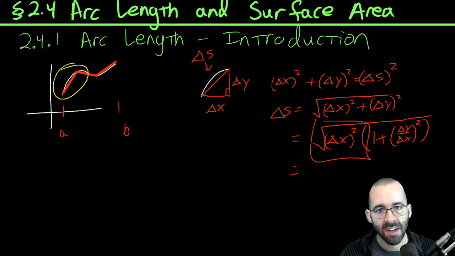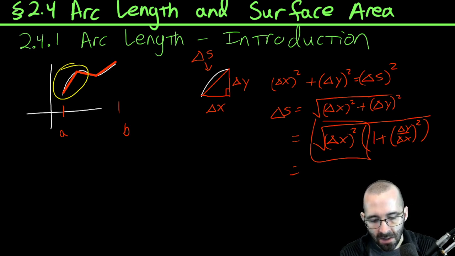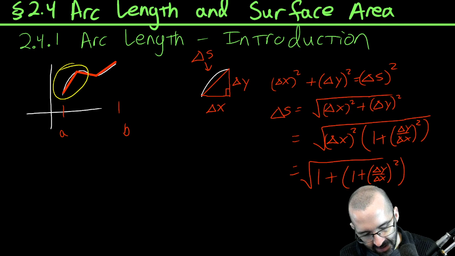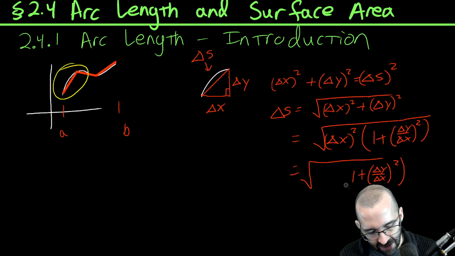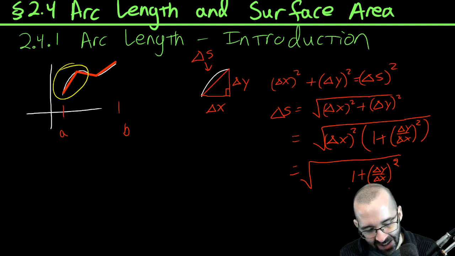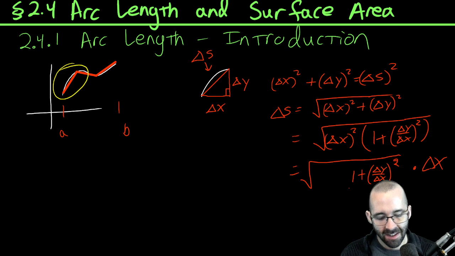We know the square root of delta x squared, as long as delta x is positive, which it is, they cancel out. It's just delta x. In general, we usually have an absolute value. I'm going to rewrite this delta s in this fashion: the square root of 1 plus delta y over delta x, quantity squared. Whoa, hold on, I got too many pluses going around here. There we go. All according to plan. And then we have a delta x at the end.